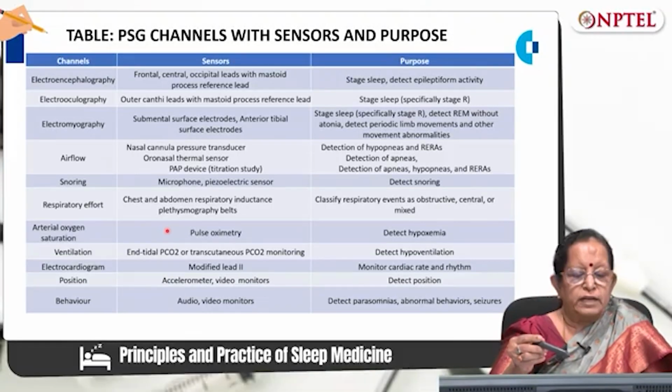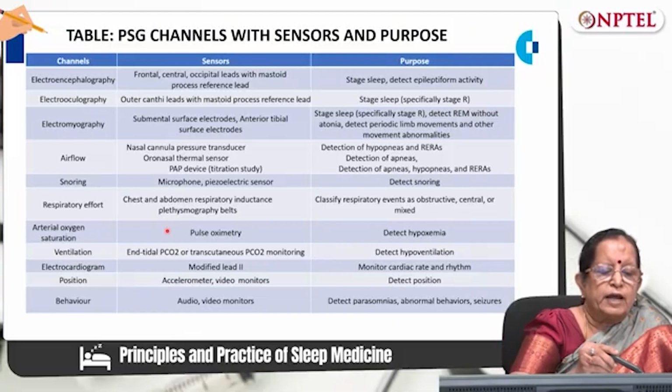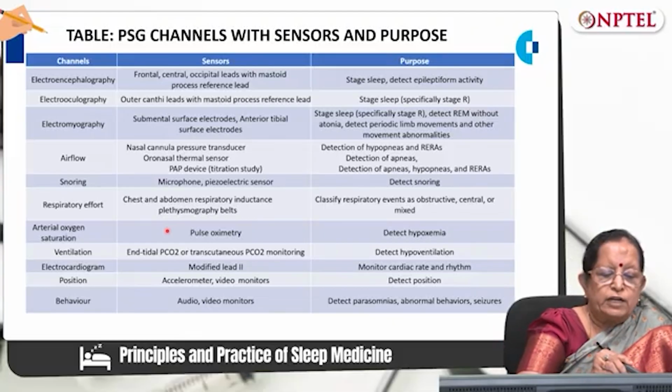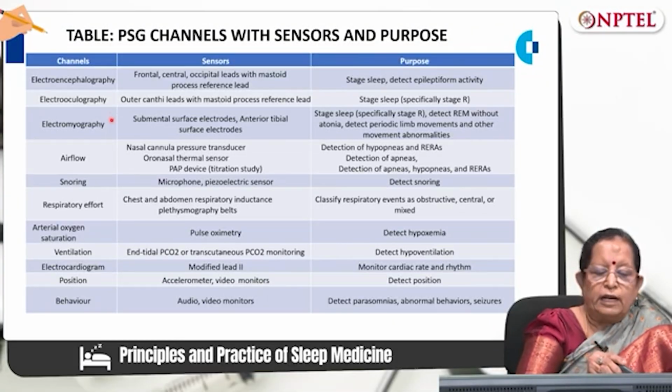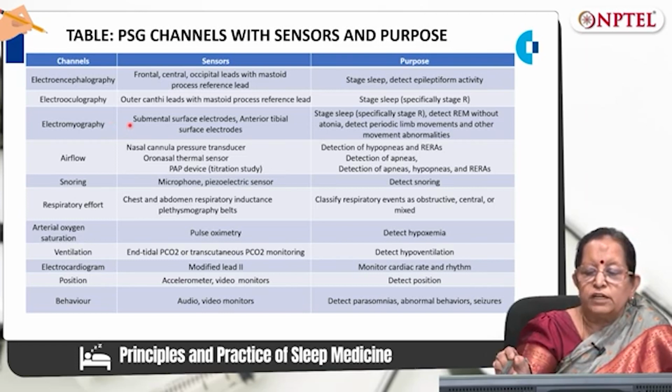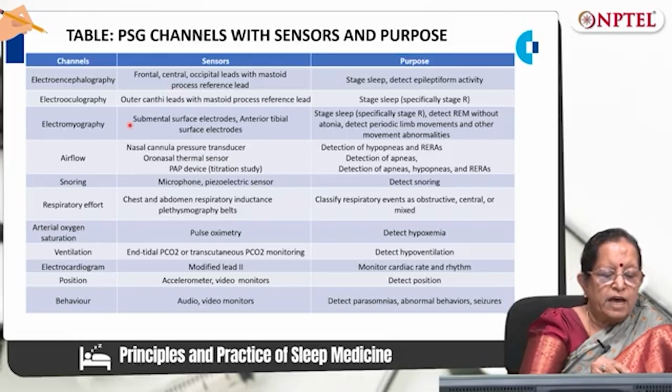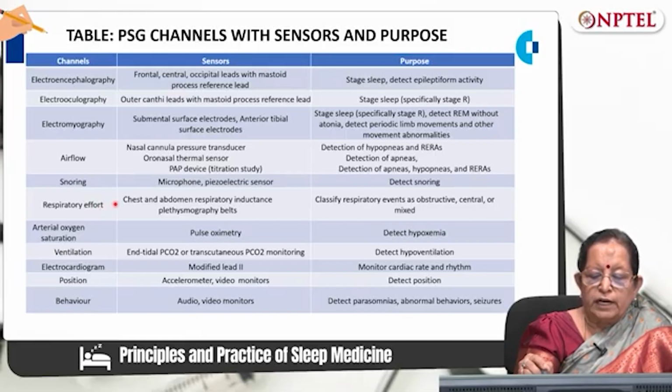I am not going into the details on the sensors. Electroencephalography, electrooculography and electromyography are useful in staging the various stages of sleep, especially rapid eye movement sleep. Then the airflow and respiratory effort channels help us to monitor the respiratory events. Snoring is monitored by microphone.